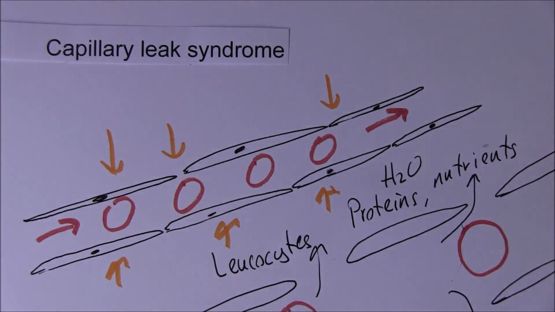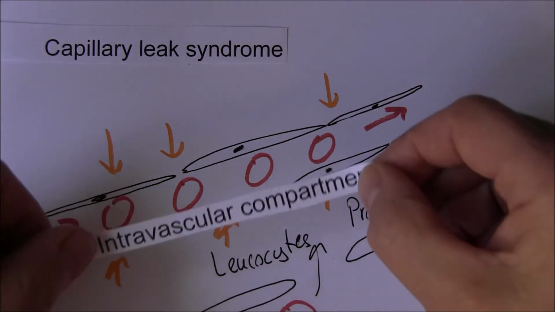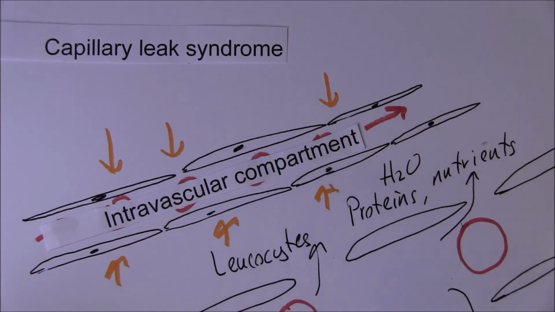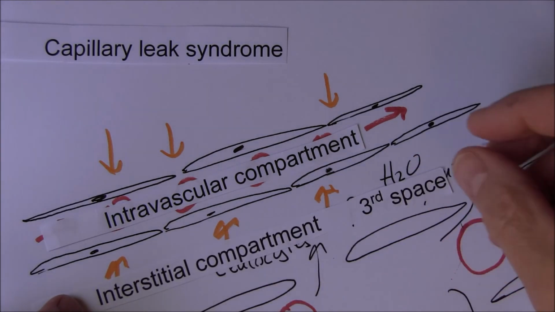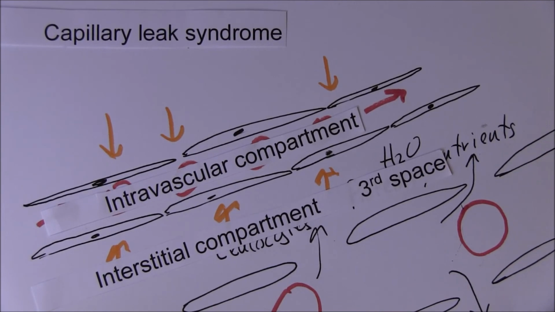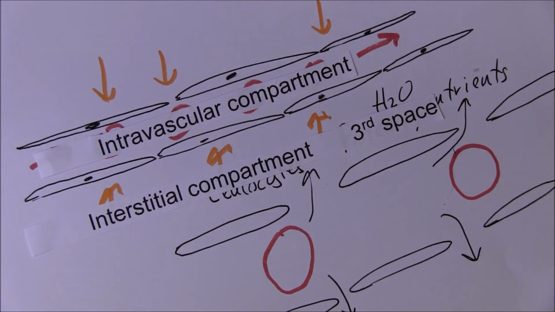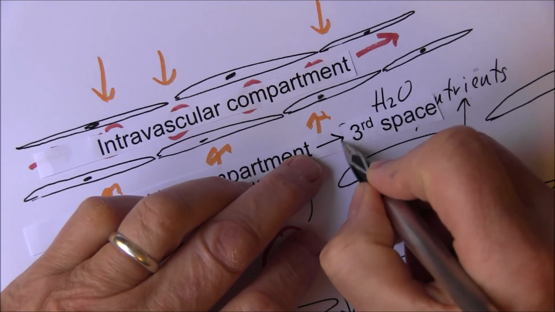And what this means is that there's a shift of fluid from inside the intravascular compartment. So that's the intravascular compartment there. Intravascular means inside the vessels. And the fluid instead collects in the interstitial compartment. The interstitial compartment, or the third space. Now this term third spacing, so the interstitial compartment is a third spacing effect.